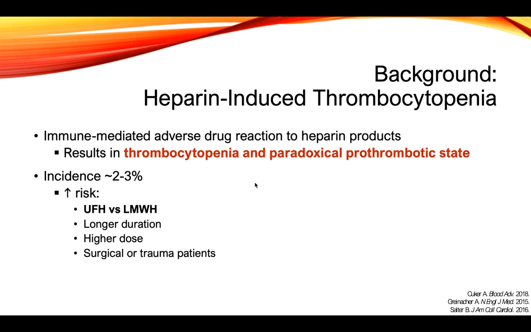Incidence is roughly 2 to 3%, and the main risk factor that I want to highlight here is exposure to unfractionated heparin. Low molecular weight heparin, like enoxaparin, can also cause heparin-induced thrombocytopenia, although patients receiving unfractionated heparin are going to be at about 10 times the risk of those receiving enoxaparin.